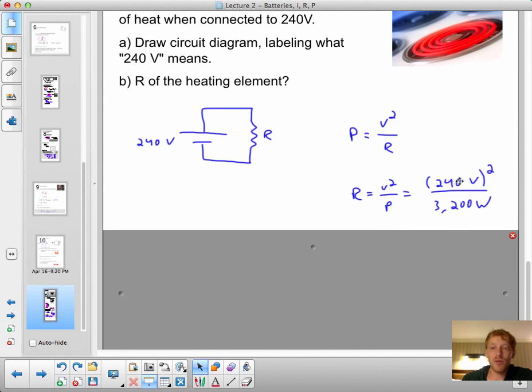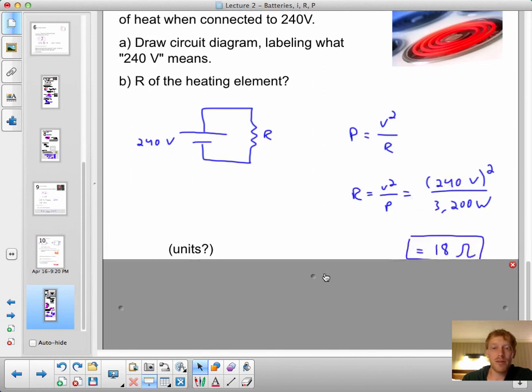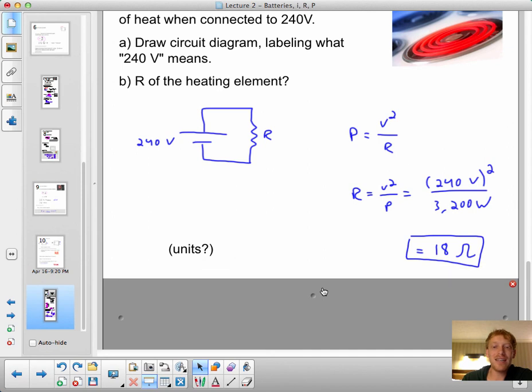Mathematically, 240 volts squared divided by 3200 watts is 18 ohms. That is a very low resistance. You probably want, if you're designing a stove, to have a high power output, so you'll choose a low resistance to be in that denominator and create that high power output.